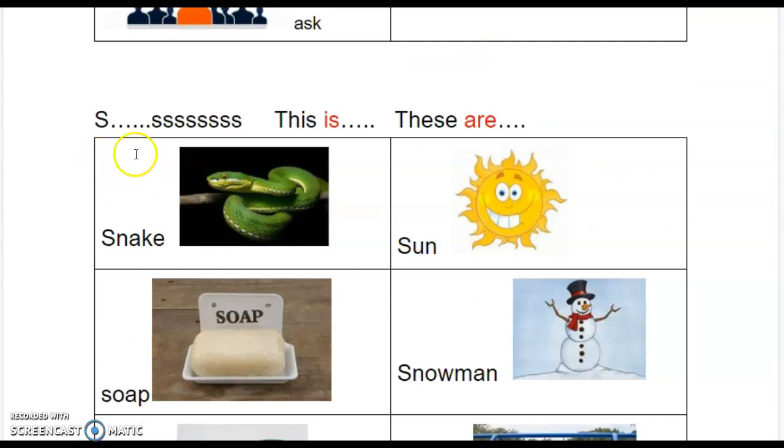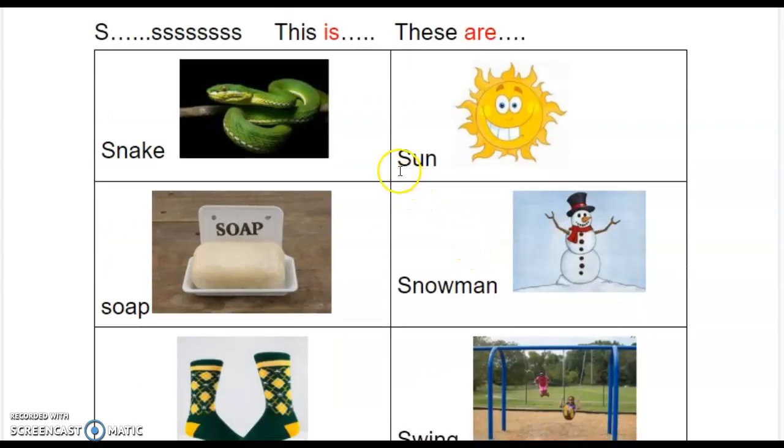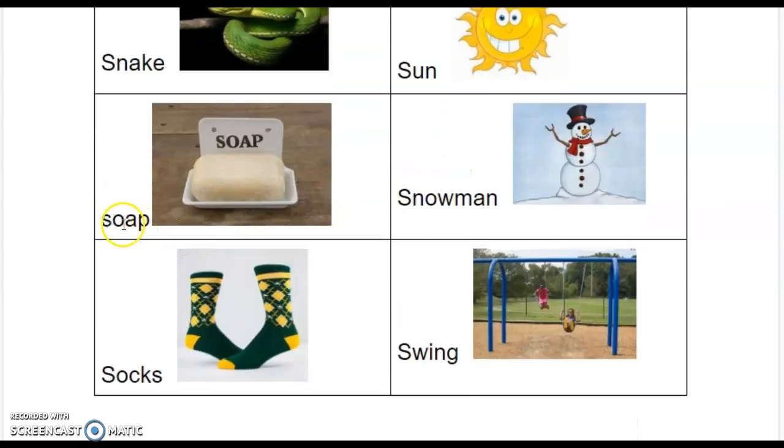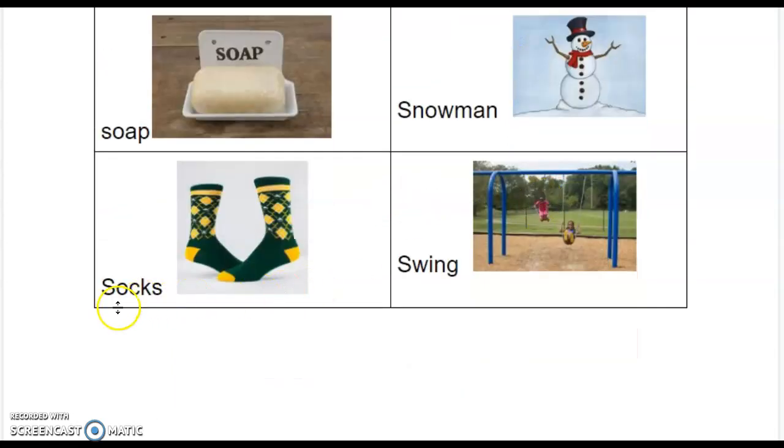This is the letter S. We can say this is or these are. This is a snake. This is the sun. This is soap. This is a snowman. These are socks. These are swings.